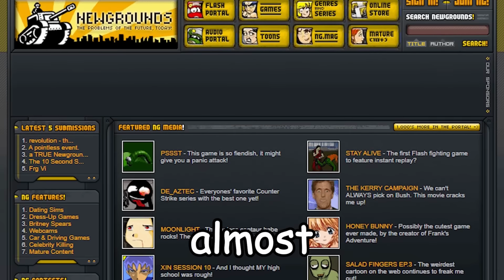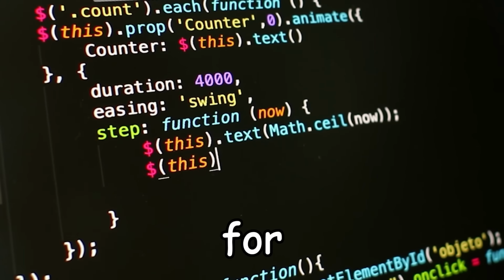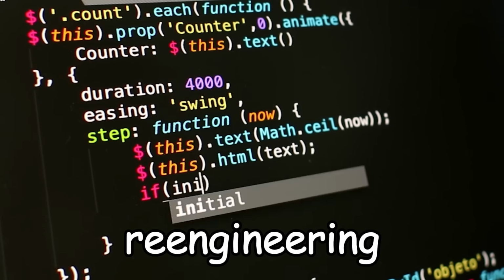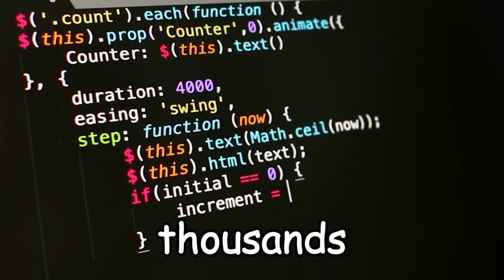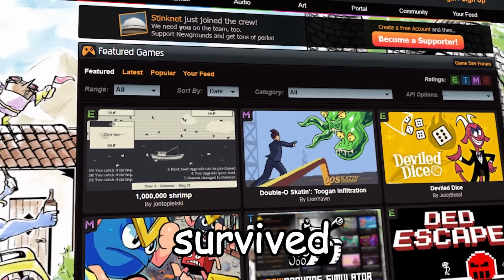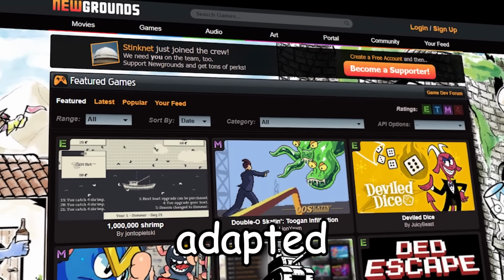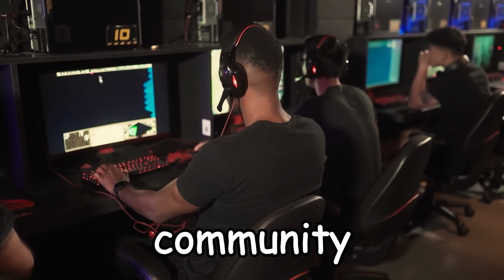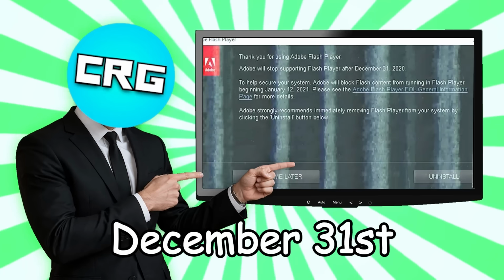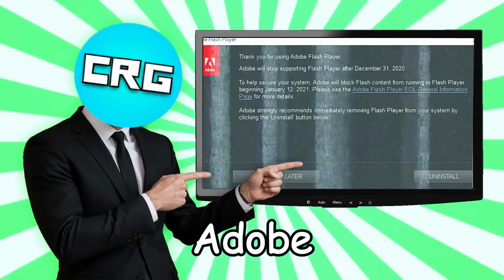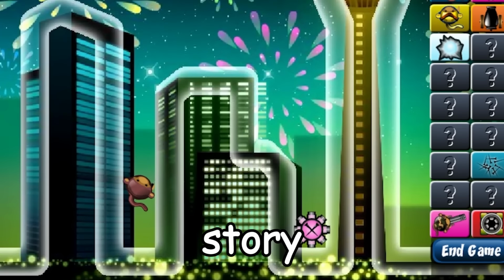Tom Fulp at Newgrounds had been preparing for this day for years. He had built the site almost entirely around Flash. Getting it ready for a post-Flash world meant converting or re-engineering a library of hundreds of thousands of games and animations. Many of them survived the transition, some did not, but the fact that Newgrounds itself survived, that it adapted and kept going, mattered to a community that had been there since the beginning. December 31st, 2020 arrived. Adobe shut off the player. Browsers removed support. However, this is not the end of our story, not by a long shot.